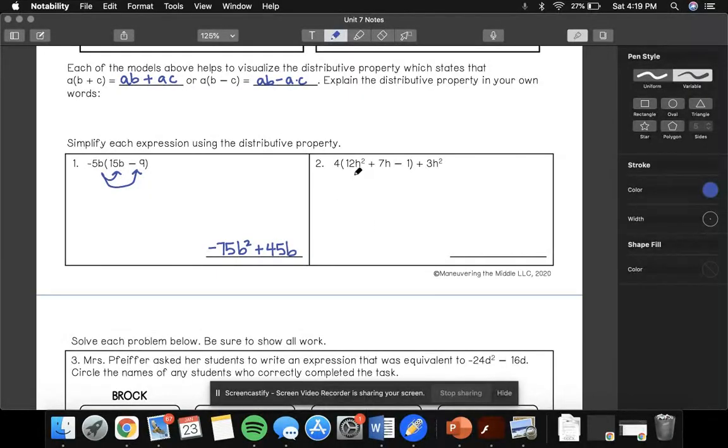Number 2, we have a distributing problem, and then we also add something at the end. So first we're going to multiply 4 times 12h squared, which is 48h squared.